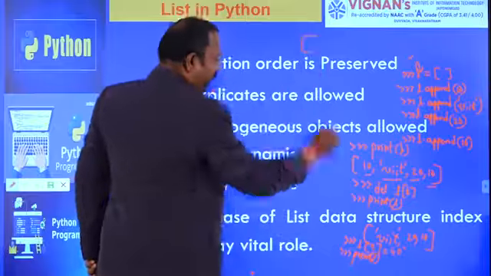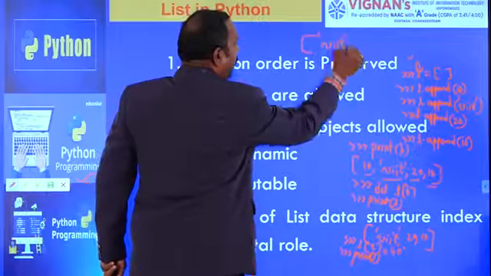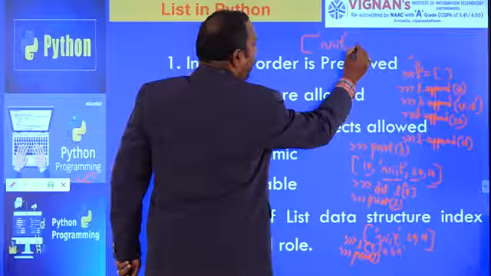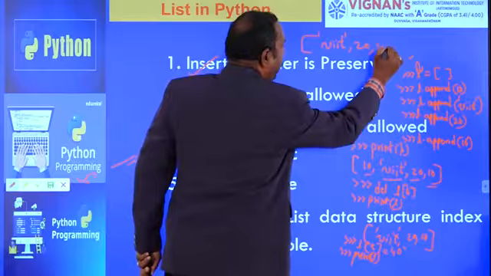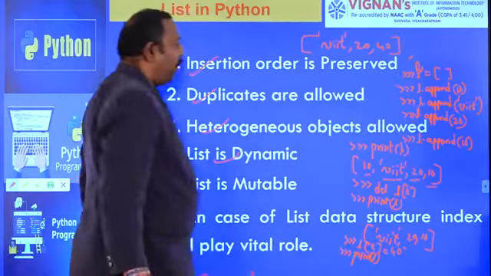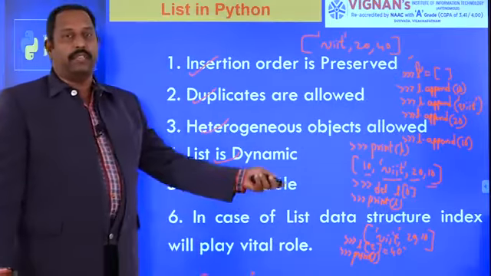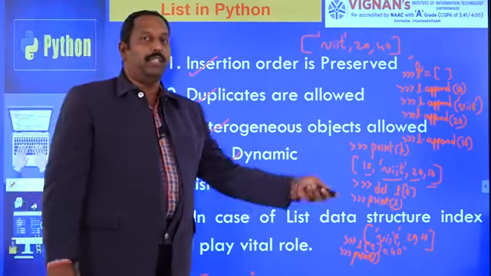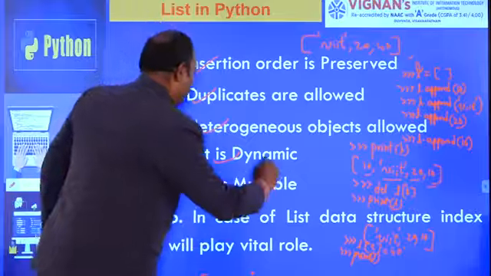Here you see the first element is VAIT and the second element is 20. Third element, updated value, you will get the value 40. That means we can change the elements in the list. List is mutable. That's why it is called mutable.